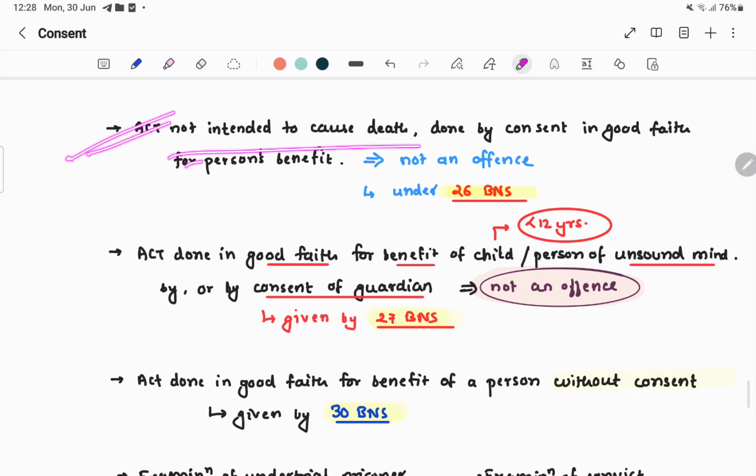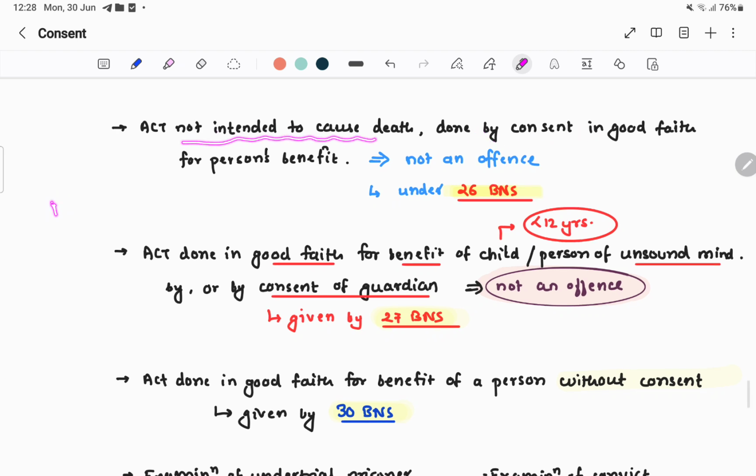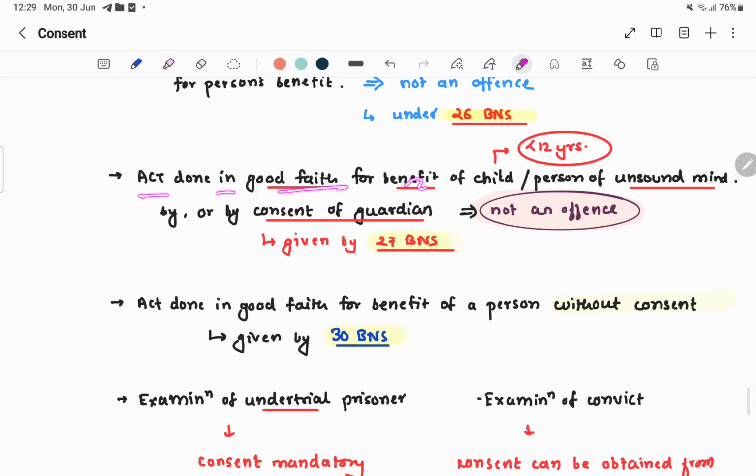An act not intended to cause death, done by consent in good faith for a person's benefit, is not an offense under 26 BNS. If you are doing something for a person's benefit but it caused death, it's not an offense, as you are not negligent. That is under 26 BNS. An act done in good faith for the benefit of a child or a person of unsound mind, or by consent of the guardian, is 27 BNS.